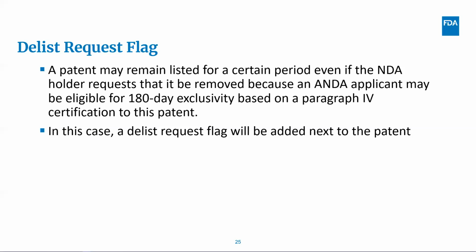So besides a patent falling off the Orange Book because they expire, another way patents can be removed is per request from the NDA holder. If the NDA holder determines the patent or patent claim no longer meets the requirements for listing, they must submit a delist request. However, the patent may not always be able to be removed. A patent may remain listed in the Orange Book for a certain period of time because there could be ANDA applicants eligible for 180-day exclusivity based on a paragraph 4 certification to that patent. In this case, we will add a delist request flag next to the patent.